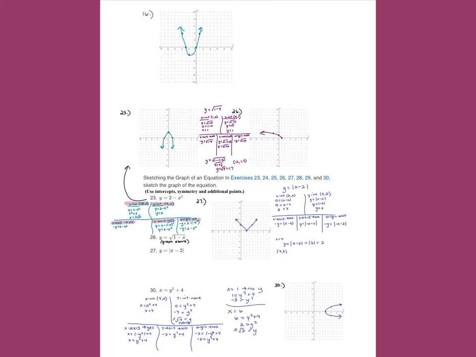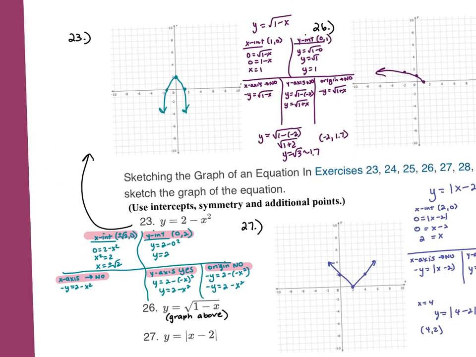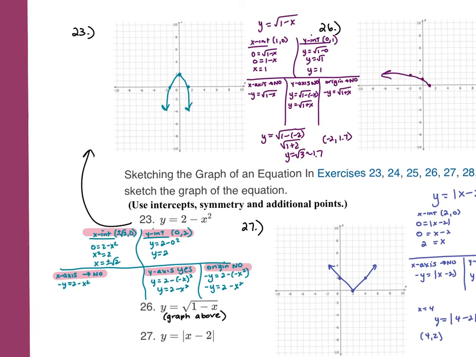Number 23, now we started it and said use intercepts, symmetry, and additional points, right? So 23, the x-intercepts, let me zoom in on this a little bit. The x-intercepts were plus and minus square root 2, so we approximate that. The y-intercept is 0, 2. There is no x-axis symmetry. There was y-axis symmetry, and there's no origin symmetry.